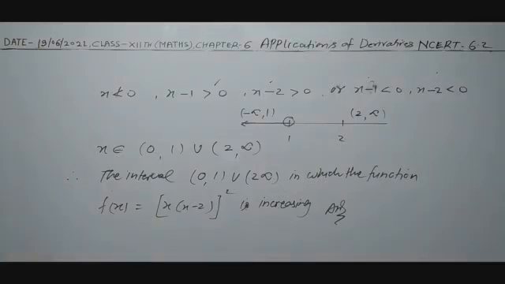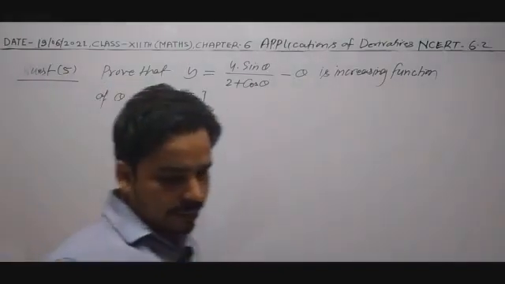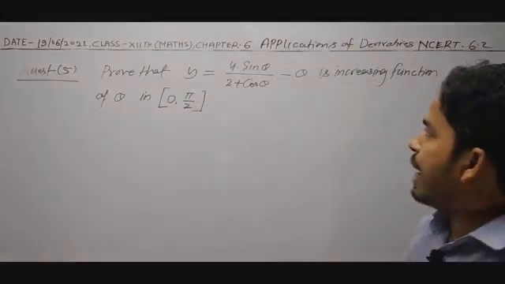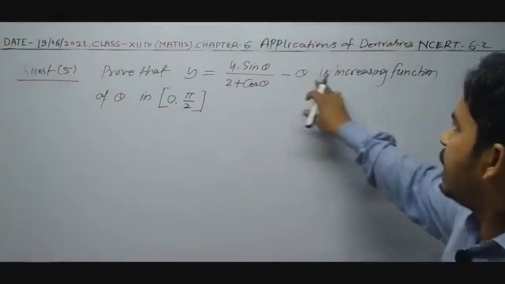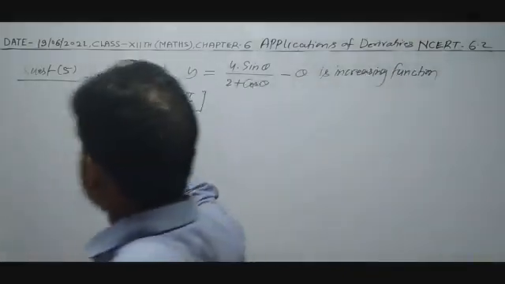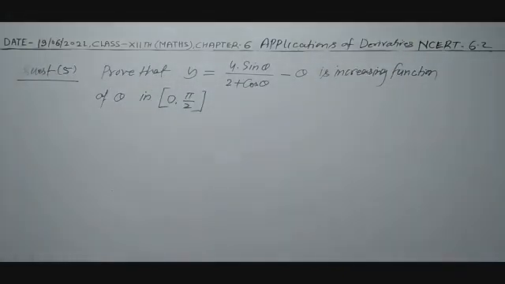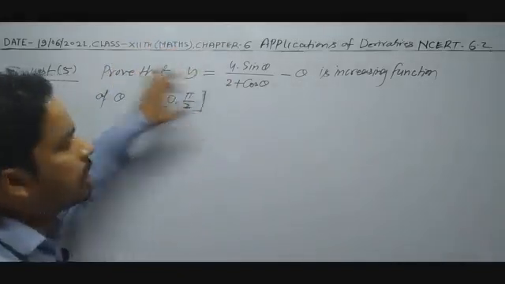Now come to question number 5. Question number 5 is: prove that 4 sin theta upon 2 plus cos theta minus theta is an increasing function of theta in 0 to pi by 2, in closed intervals. We have to show that the given function is increasing in this interval.